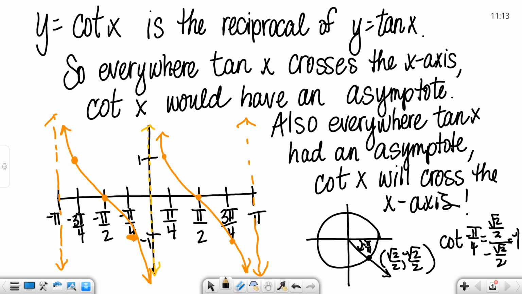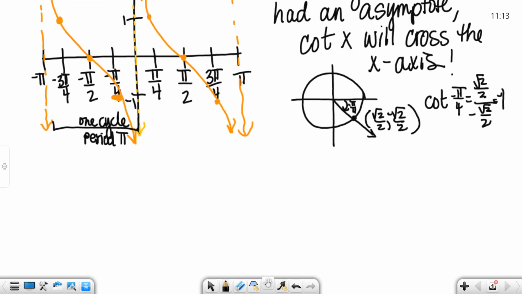Okay, so let's notice some things about our cotangent. From here to here, between my asymptotes, that is one cycle. So one period of cotangent is pi, just like tangent. All right. There is an x-intercept at the midpoint, at the middle of the vertical asymptotes. All right. And so that will help us graphing it.